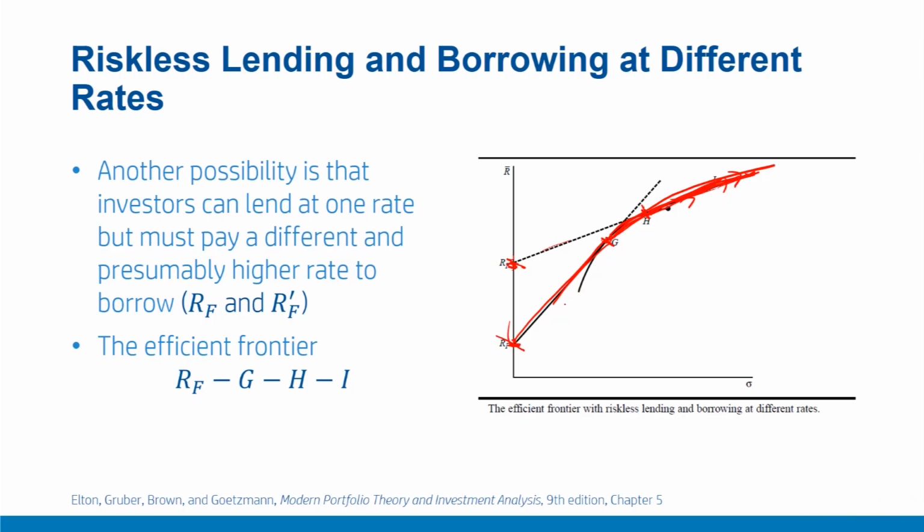For those who are less risk taking, they will invest partially in R_F and some amount in G, so they will obtain a portion on this R_F G portion. And those who are more risk taking will invest beyond G to H on this curvature and then straight line, which is R_F dash F H extended.